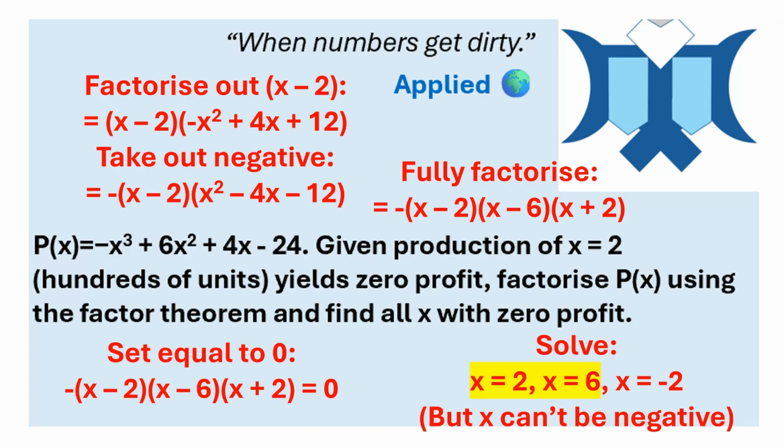Now for applied, it's a bit different. You have to take out the negative from the factorization. It just makes it a lot easier, because then that negative can just be completely ignored, because it's basically a minus 1. Divide 0 by anything, even minus 1, is still 0. Make sure you don't include the x equals negative 2 in your final answer, because you can't have negative 200 units. So it's just x equals 2 and x equals 6.